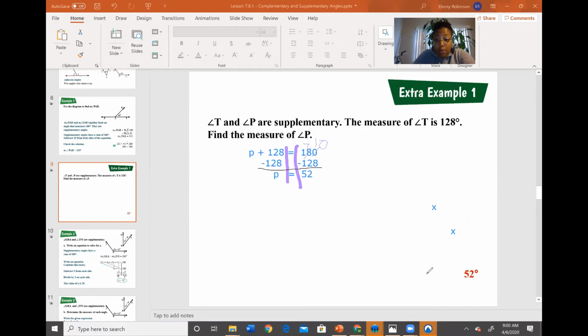So that was simple, right? That was pretty easy. All I did was solve the equation. If you need to rewind and watch it again, you are welcome to do so. Let's look at this next one. Example 2.